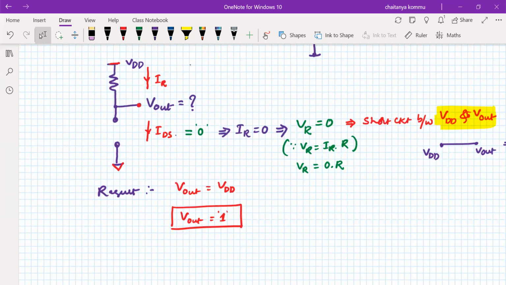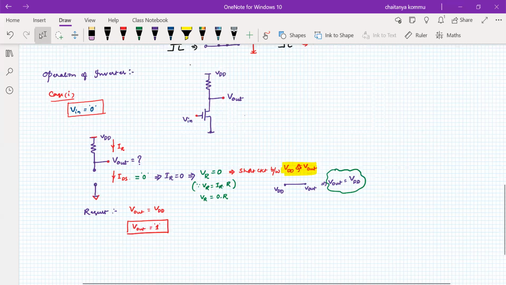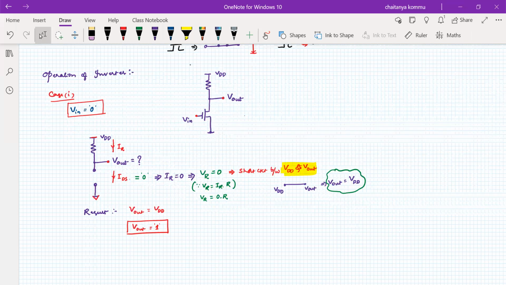Is it clear to all of you what we have done so far? Please remember that when Vn is equal to 0, the nMOS transistor is in the cutoff region, which leads to IDS equal to 0, which in turn makes IR equal to 0. Thereby, the voltage drop across the resistor is 0, which means it is a short circuit. Short circuit means VDD and Vout are at the same potential. Therefore, Vout becomes VDD. VDD is nothing but logic 1, or 5 volts. Clear?